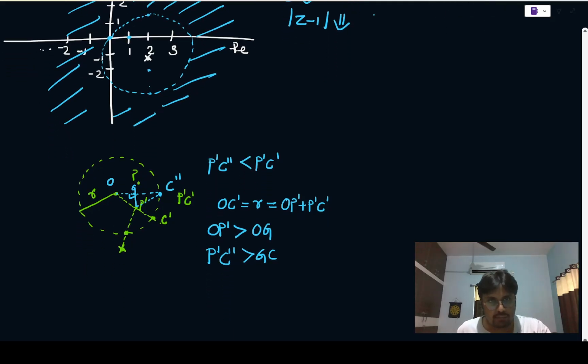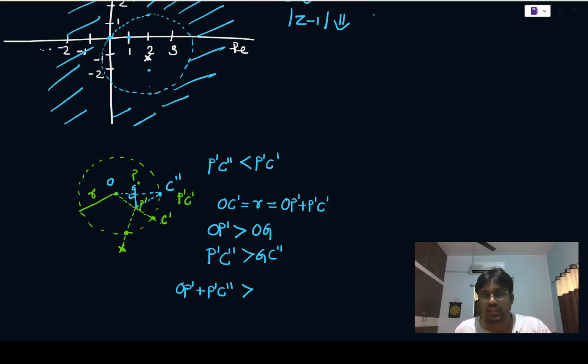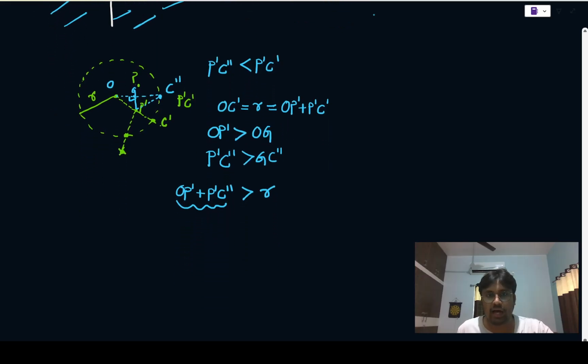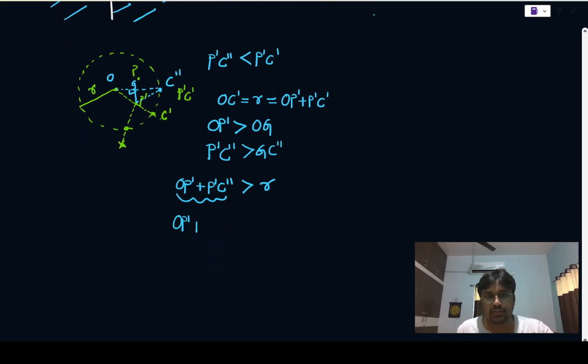If I just add both these sides, of course, OP dash plus P dash C double dash, this is more than OG plus GC double dash. My apologies, this is GC double dash, this particular triangle. So OG plus GC double dash is basically R. So this is more than R, and we know that R is what? OP dash plus P dash C dash from here.